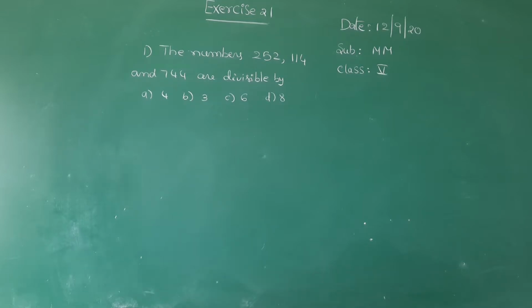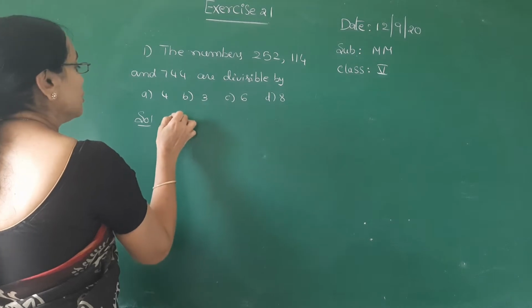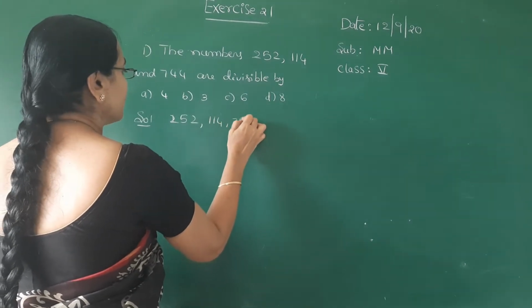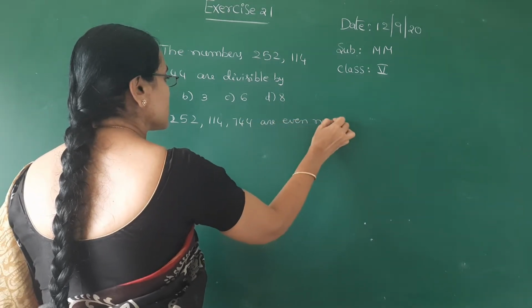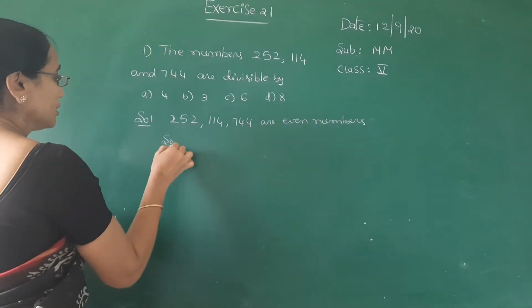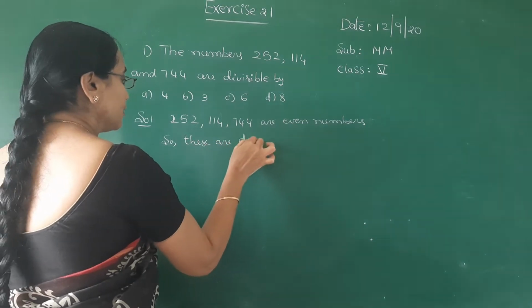Here 252, 114, 744. See, these are all even numbers. So these three are divisible by 2.